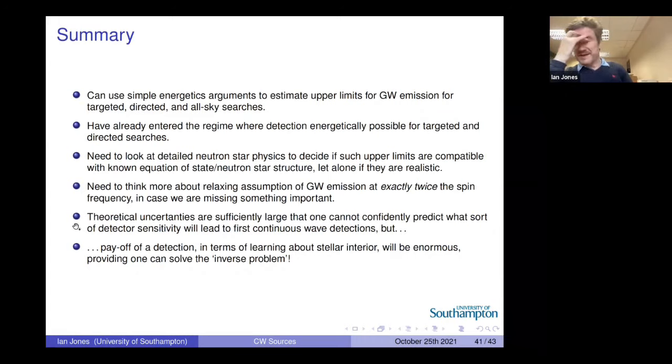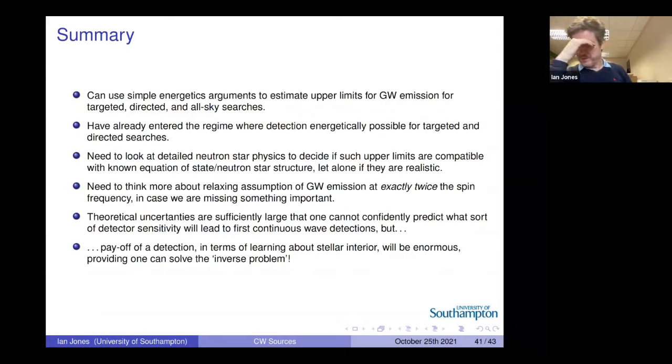If I had to sum up, though, I would say that we're still pretty ignorant about what the actual realistic levels of mountains would be, or if the R mode's active. So it's still completely up for grabs, I would say, when the first continuous wave detection might occur. It could occur very soon. It could occur in O4, or it could be that it's many years away, and it could be that even ET, the third generation detector, won't be enough. I think we're that ignorant about the likely level of emission that we really can't be confident.